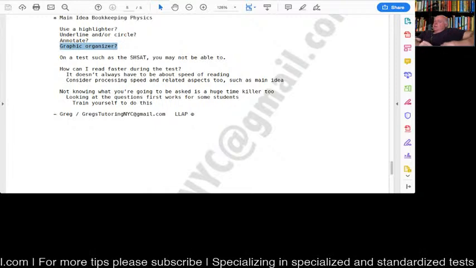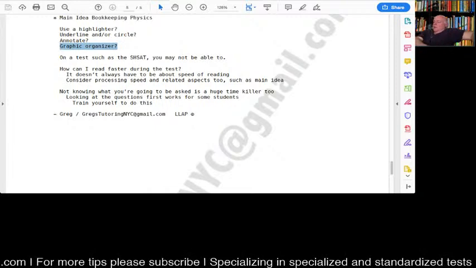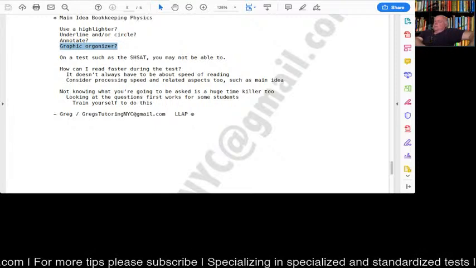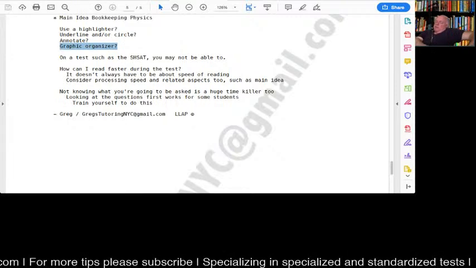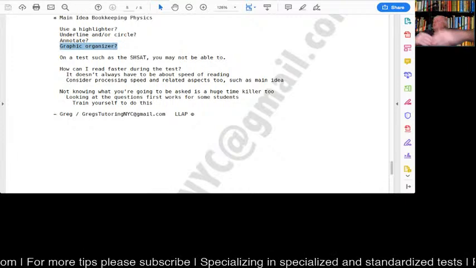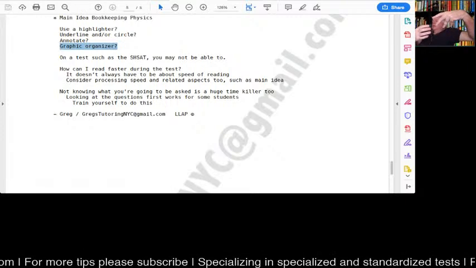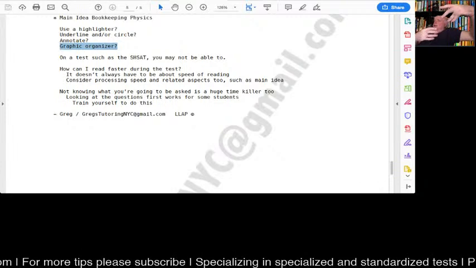If this technique doesn't work for you, it's not a requirement. I'm not saying you must do this. But some kids have a problem with this and then they get used to doing it. So give it a shot. It means when you go to the passage and you're reading it, you have 4 or 5 things you're going to be looking out for.